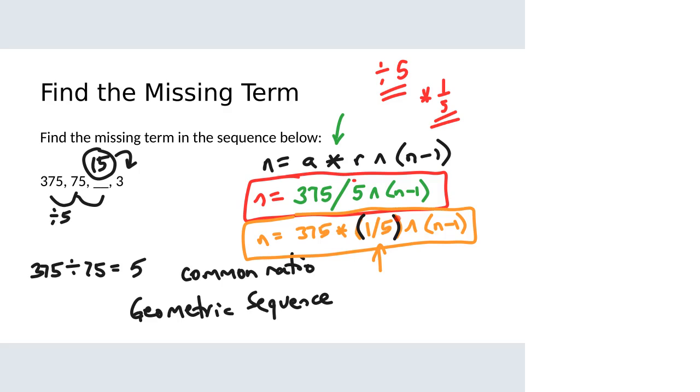What I'm mostly interested in is, did you recognize it's a geometric sequence? Did you identify the starting point? Did you know you're supposed to find the common ratio? And then how do you get from your starting point to the next term? And here that's either dividing by 5 raised to the n minus 1 or multiplying by 1/5 raised to the n minus 1.